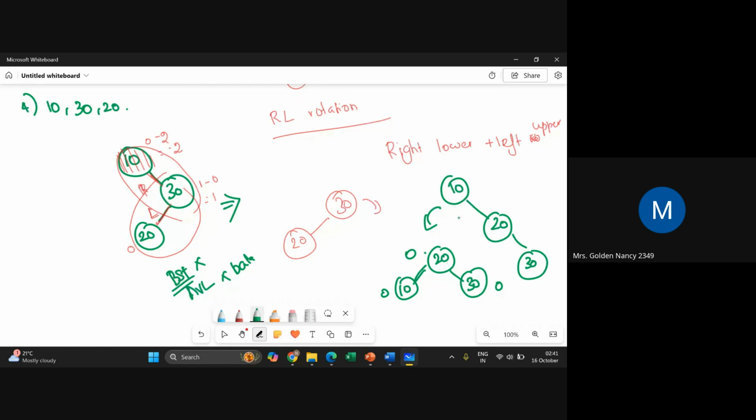Okay, so this is how you will do the rotation. So keep this rotation in mind. We'll do one insertion alone. I hope you don't have a class next. So I'll take 10 more minutes to complete this entire topic. Fine.